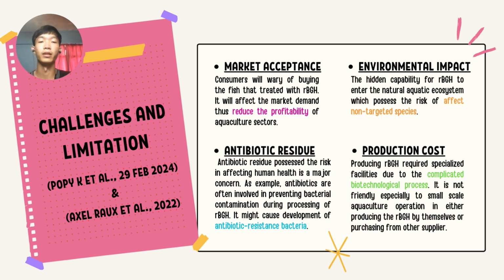And the second one, environmental impact. There is a hidden capability for recombinant bovine growth hormone to enter the natural aquatic ecosystem, which poses the risk of affecting non-targeted species. And the third one, antibiotic residue.